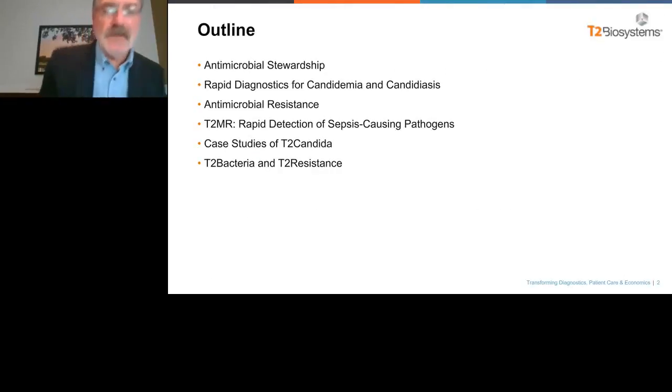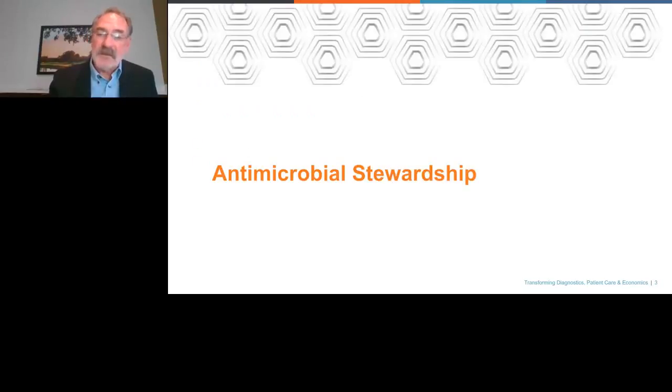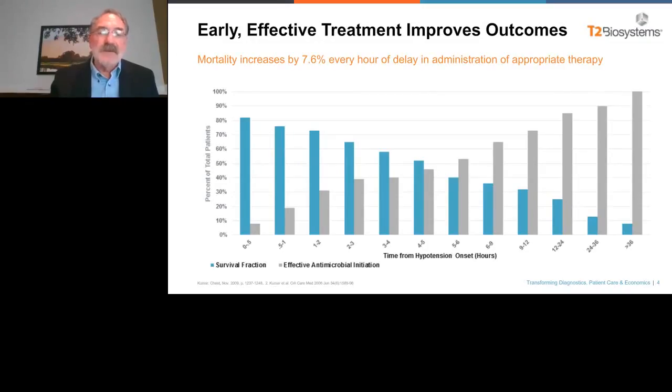Okay. So the outline of the presentation is listed here. We'll first go over briefly antimicrobial stewardship, then discuss rapid diagnostics for Candidemia and Candidiasis and associated antimicrobial resistance issues. We will then discuss T2MR, the technology platform for rapid detection of sepsis-causing pathogens, provide you some case studies of T2Candida performance in clinical laboratories to date, and then discuss an upcoming addition to our portfolio, which will be T2 bacteria and T2 resistance. So first, antimicrobial stewardship.